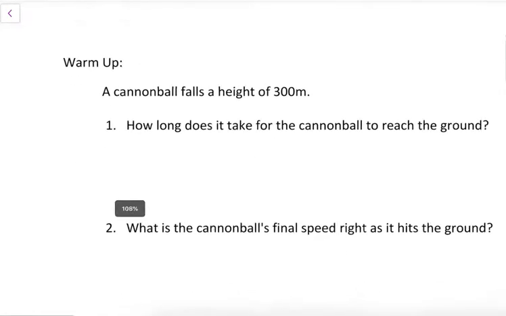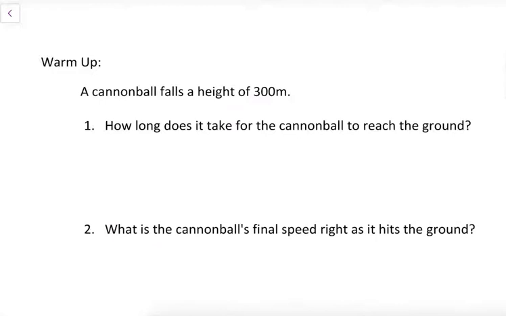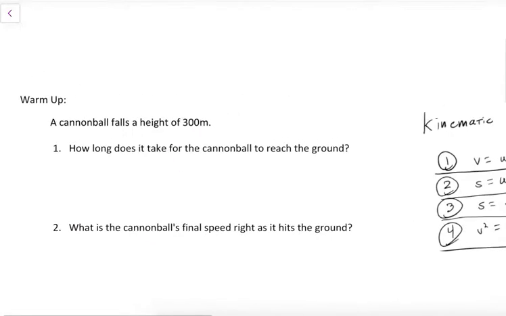To begin with a warm-up that will help guide us today, we have a cannonball that's falling a height of 300 meters. So we have this height of 300 meters. It falls, so we also know some other variables. Identify the variables and solve. Pause the video, and I will continue working on this.